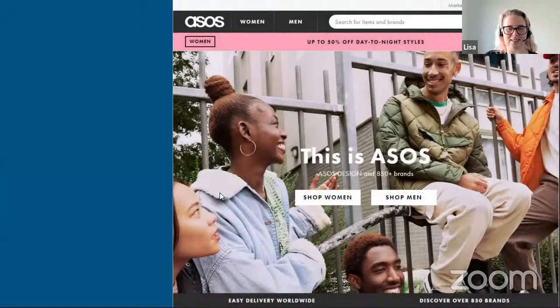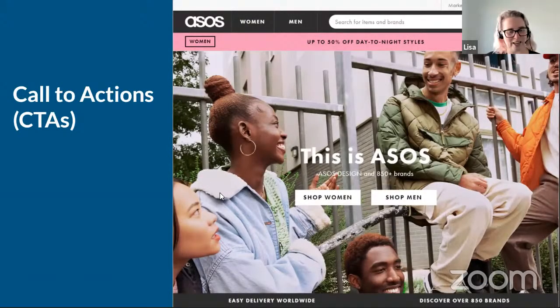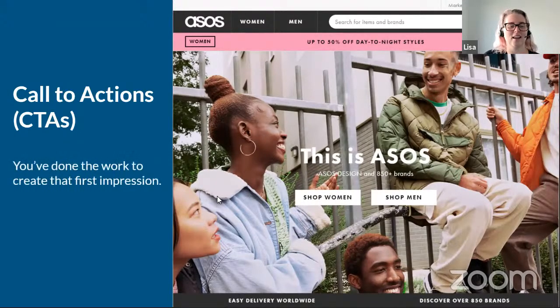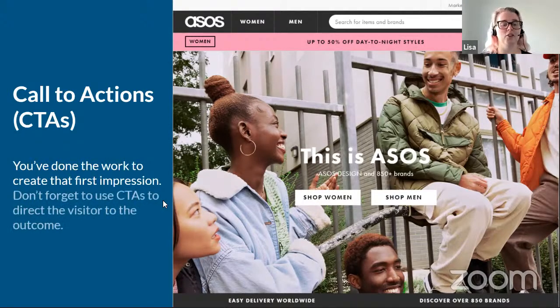So a little quick tip here, and you've probably already written it down because I did emphasize it before: call to actions. You've done the work to create that first impression, and most of the time actually get someone to your website. Don't forget to then use call to actions to direct the visitor to the outcome. Don't waste all that hard work getting someone to your site, doing a fantastic first impression, only for it to be lost without call to actions.